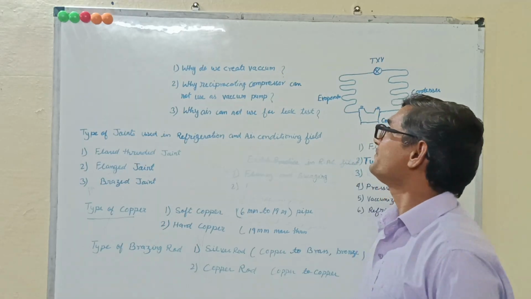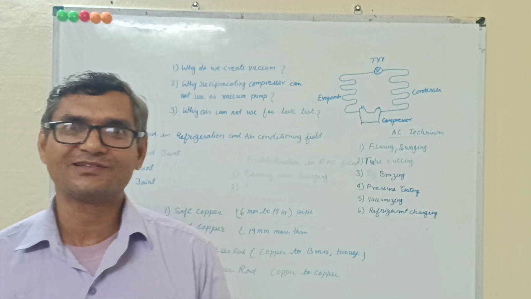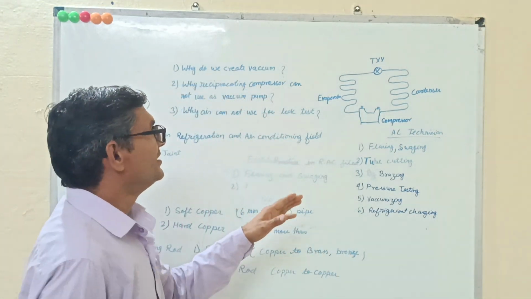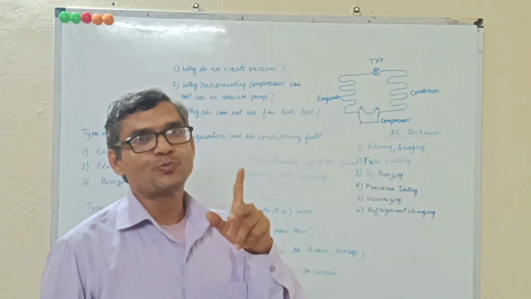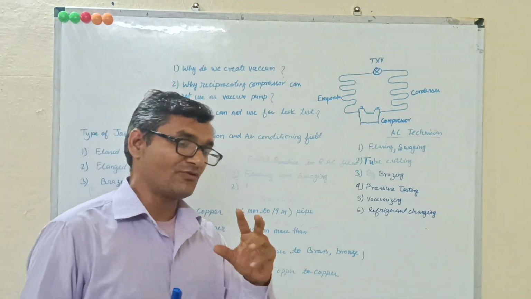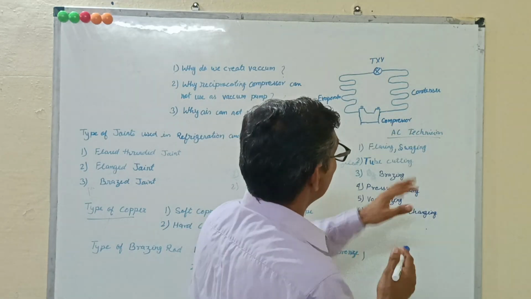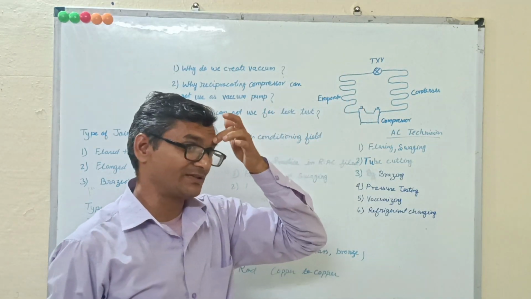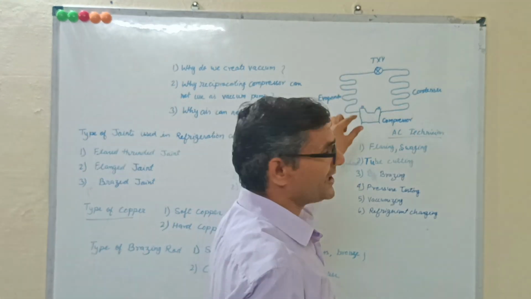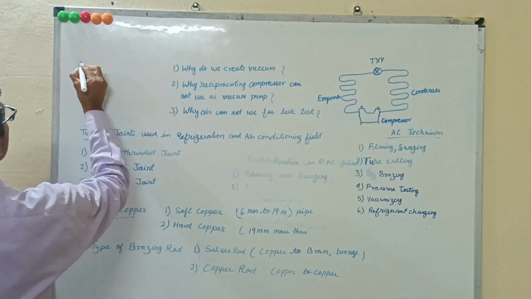Why do we create a vacuum in refrigeration and air conditioning machines? Because in the previous video I told you air has two parts: one is dry air, another is water vapor. Suppose we do not create a vacuum in the refrigeration machine. What happens? Air is inside. I told you air has two parts.